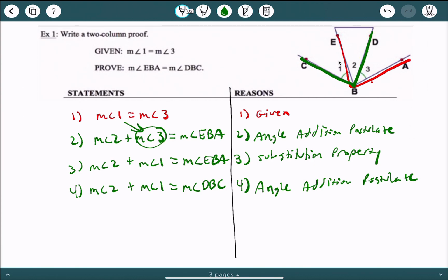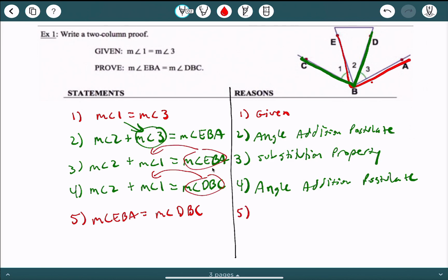Okay, it looks like we're almost done because now I have the two angles that I need, EBA and DBC. Well, they're equal to the same thing, right? So EBA is equal to 2 plus 1, and DBC is equal to 2 plus 1. Right, so what property can I use to state that these two are equal? So EBA equals DBC. That's our transitive property, right? If two things are equal to the same thing, I can set them equal to each other. So that's my transitive property of equality. I'll add of equality here as well, just to have the full names.